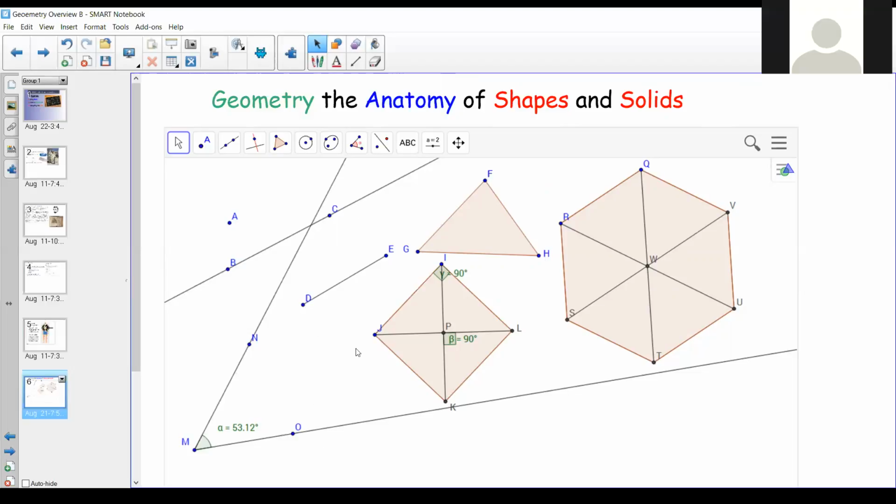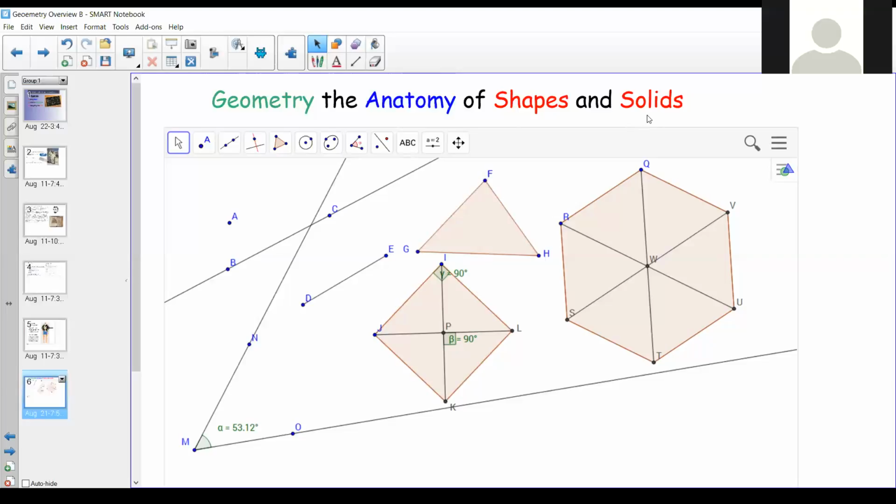Okay, we have a line segment. Properties. How does a liver function? Well, what about these 2 line segments? That's terminology. What about these 2 line segments that intersect from the vertices? Well, this is a square, and with a square, the diagonals intersect at a right angle. So we're going to look at the anatomy, so to speak, of shapes and solids.